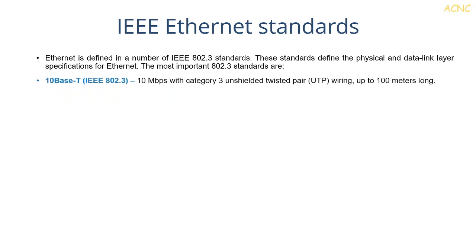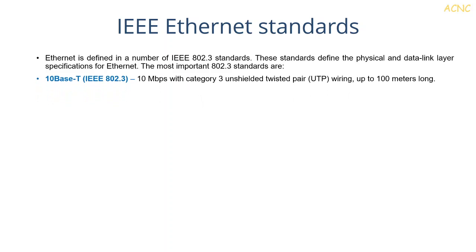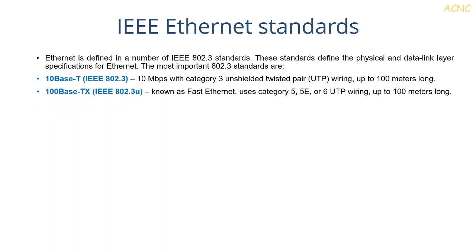802.3 standards are: first, the 10BASE-T, IEEE 802.3, 10 Mbps with category 3 unshielded twisted pair UTP wiring up to 100 meters long. UTP stands for unshielded twisted pair. It is a LAN cable. In the 10BASE-T standard, we have 10 Mbps with the category 3 speed.